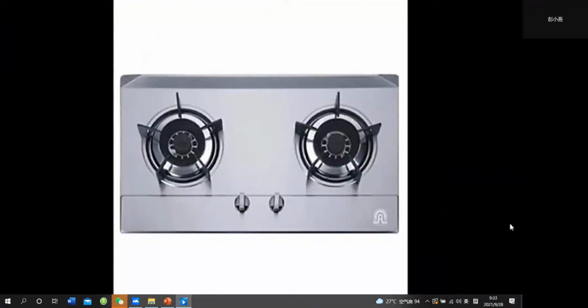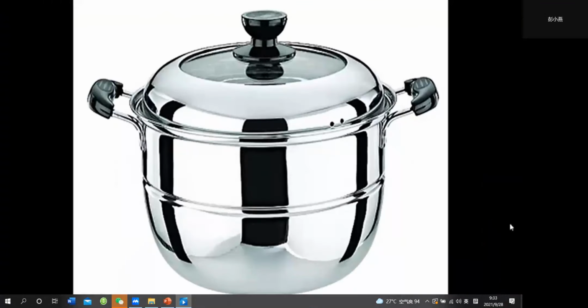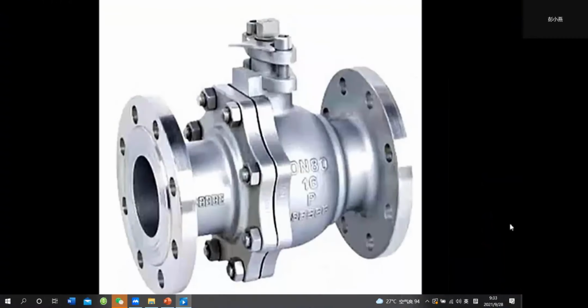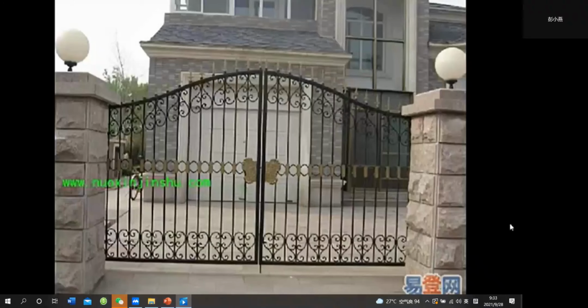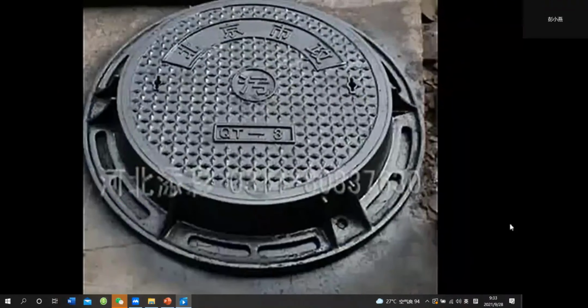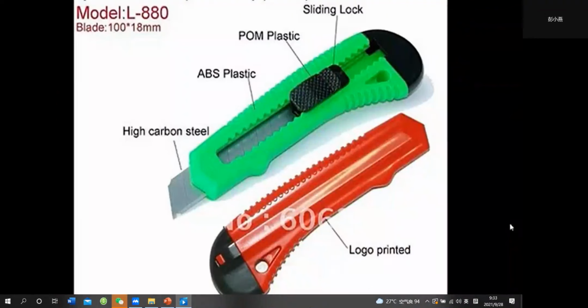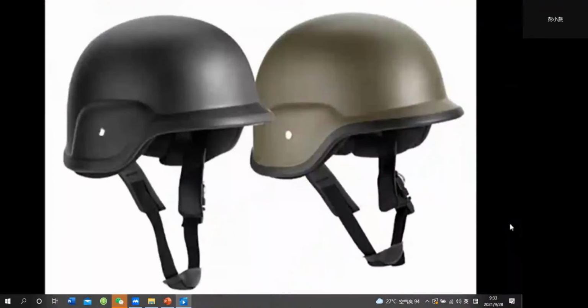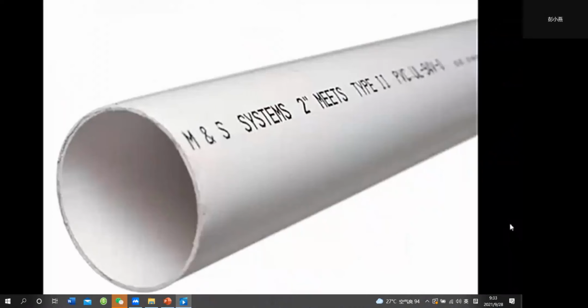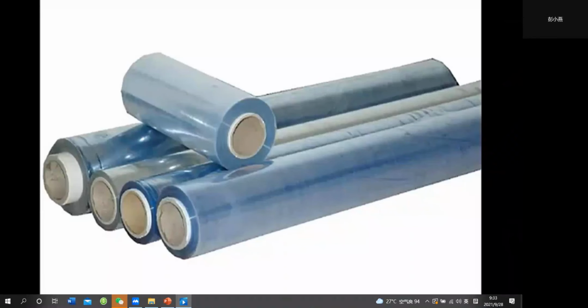This is stainless steel in our kitchen. It's also stainless steel. It's cast iron. This is also cast iron. Cast iron. Here we have ABS plastic and also high carbon steel. This is ABS plastic. Now this is PVC pipe. It's a PVC box. It's a PVC sheet.